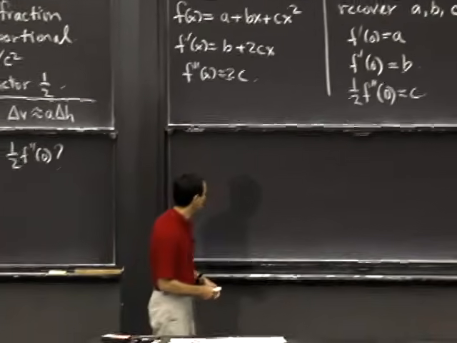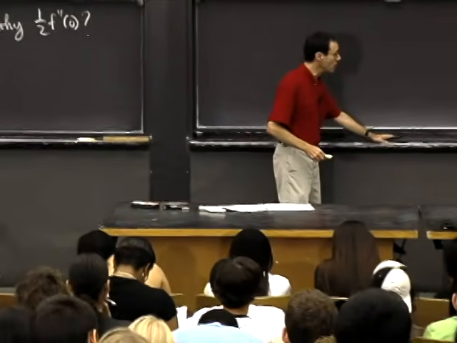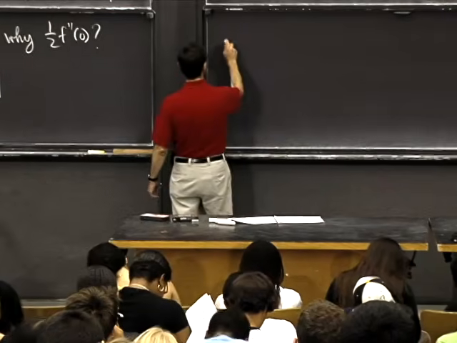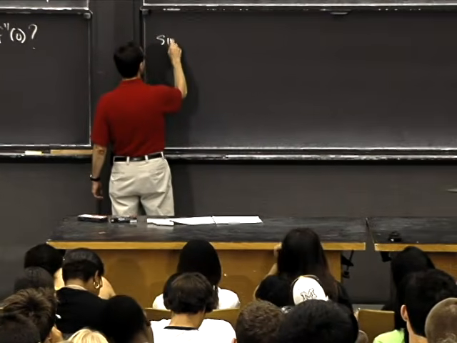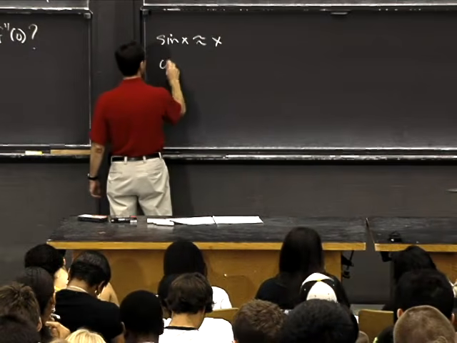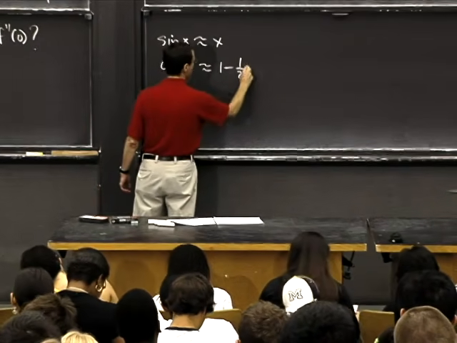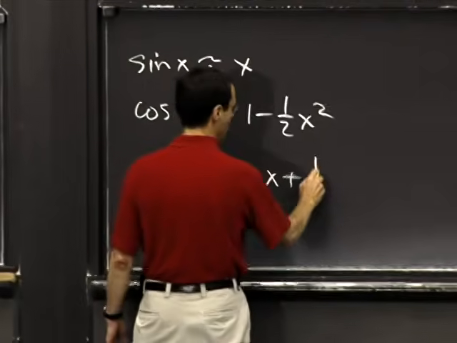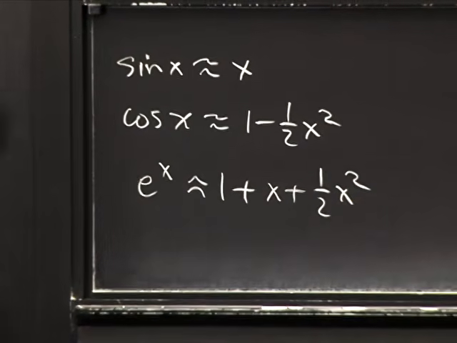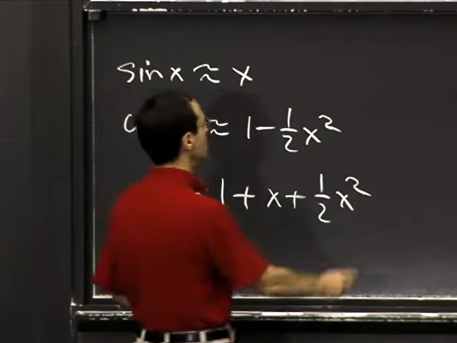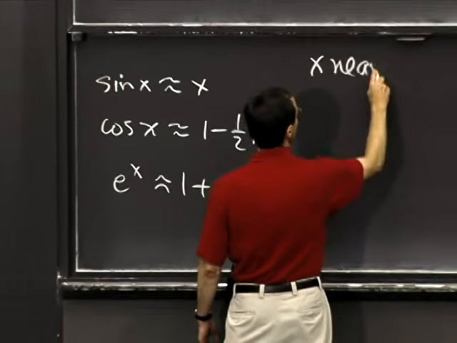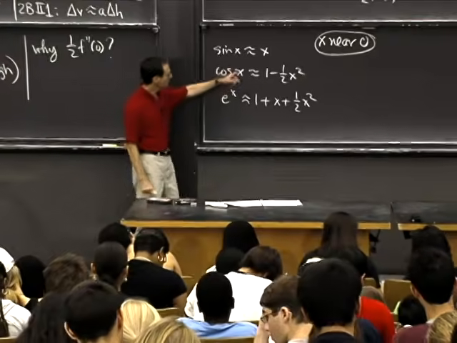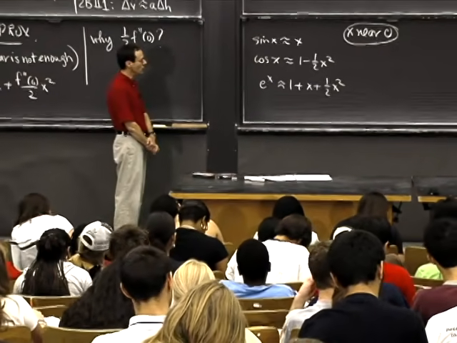Now I remind you that I had a collection of basic formulas written on the board, and I want to make sure we know all of them again. First of all, sine x is approximately x. Cosine x is approximately 1 minus a half x squared. And e to the x is approximately 1 plus x plus a half x squared. Those were 3 that I mentioned last time. And again, this is all for x near 0 only. These are wildly wrong far away, but near 0, they're nice, good quadratic approximations.